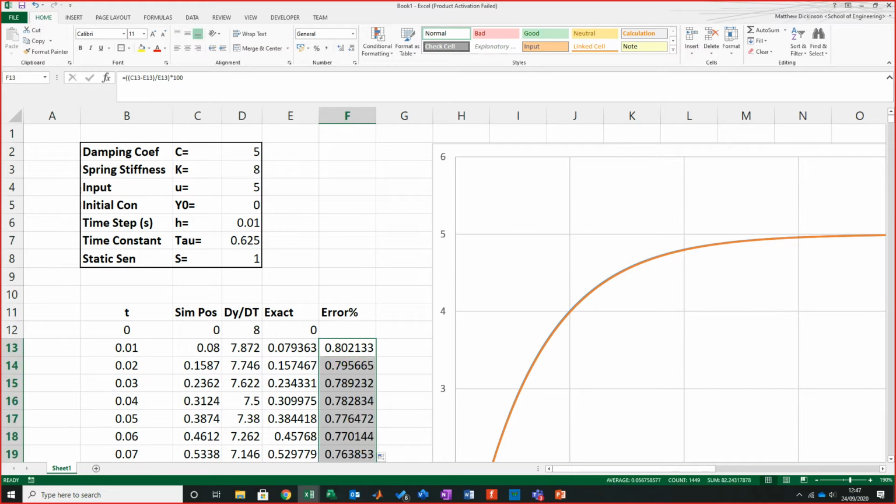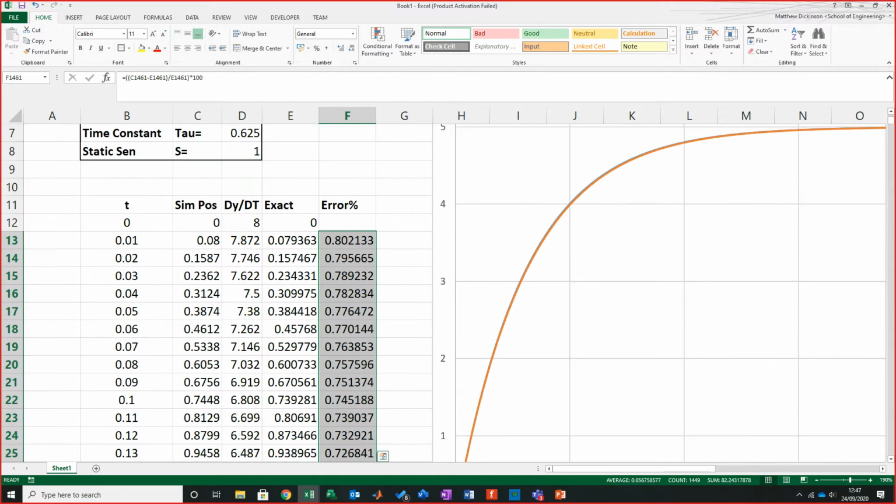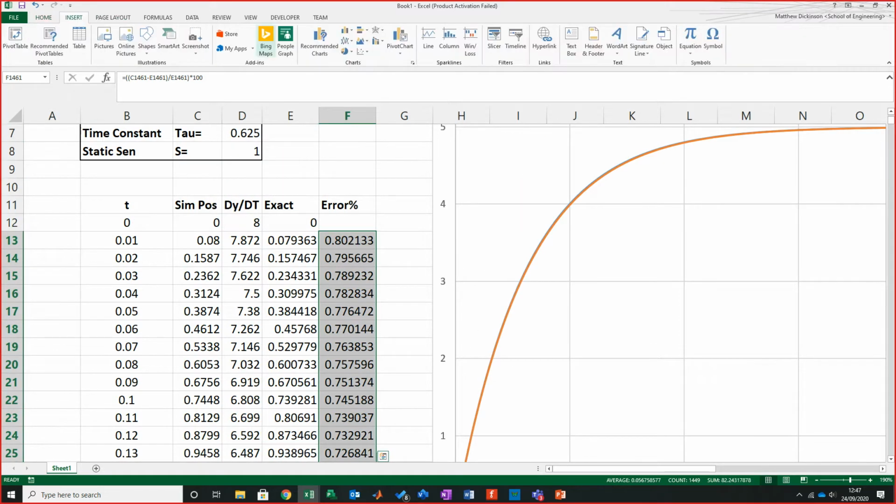Bring that down. I've taken it incorrectly there, so I've gone to there. So I'm then going to highlight all of this, and this is going to plot me the differences between the two.